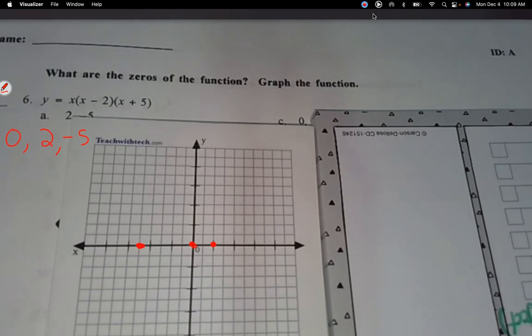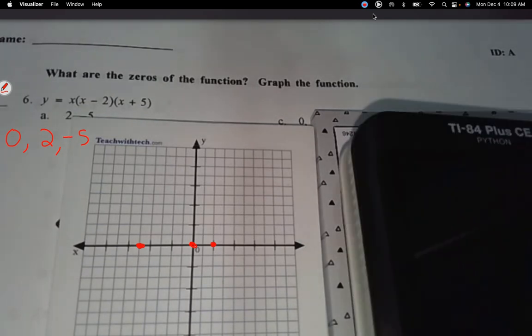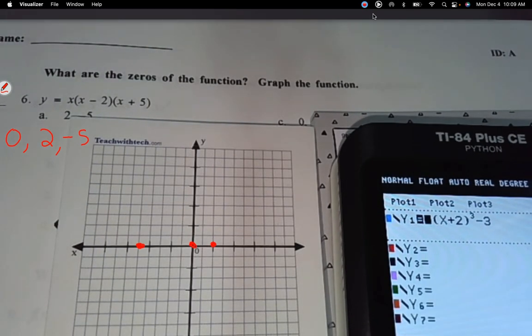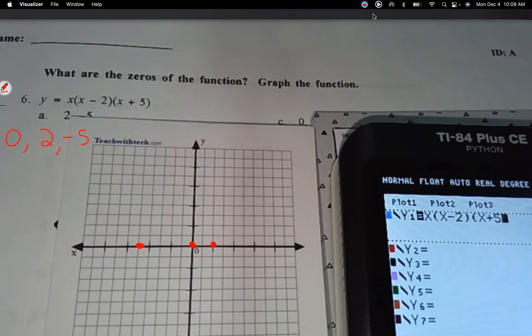Then what are we going to do? What does the next thing say? Graph it. Okay, so I have a bunch of points, but I kind of need to see where some of the other stuff goes. So I'm going to type in, am I going too fast for anybody? Y'all tell me to slow down if I need to. So I'm going to type in x, x minus 2, x plus 5. Everybody good? And then I graph it.